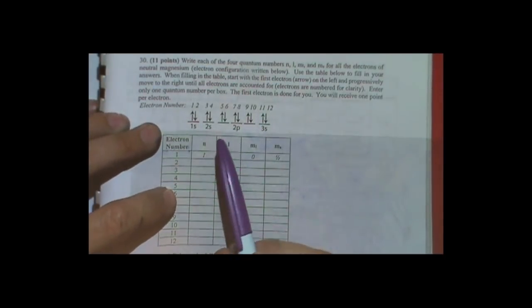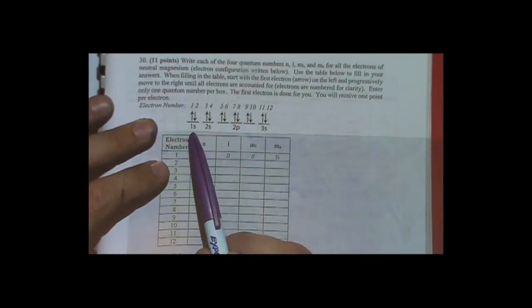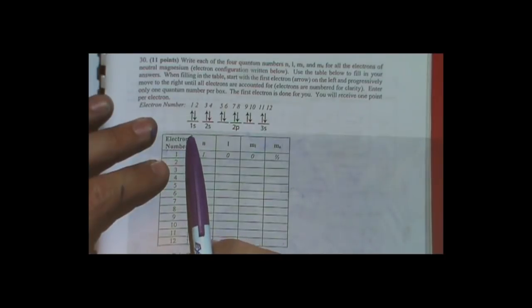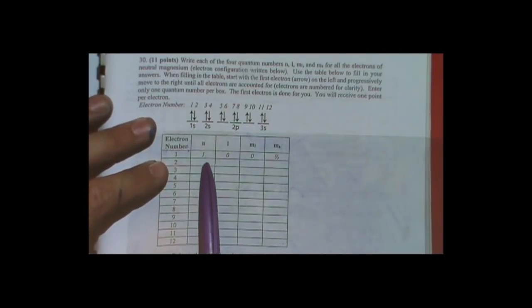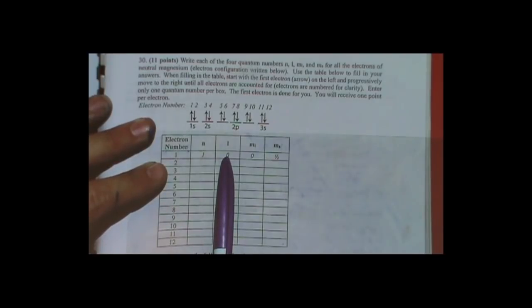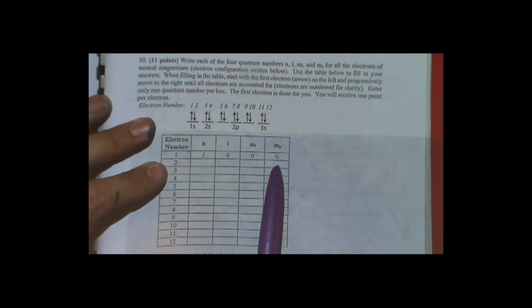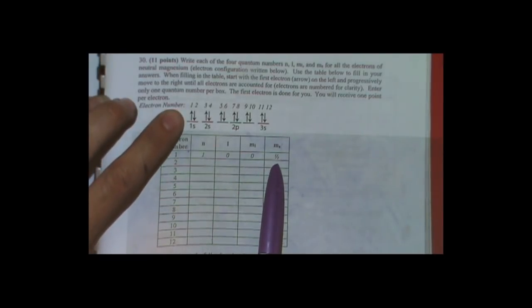So electron number 1, let's just look at it. It's a 1s. So the 1 from 1s is here. This is the s, meaning L is numerically 0. Now, m sub L is from this number. So if this is 0, that's 0. And then because it's pointing up, it's a plus 1/2. Okay, let's do the next one.